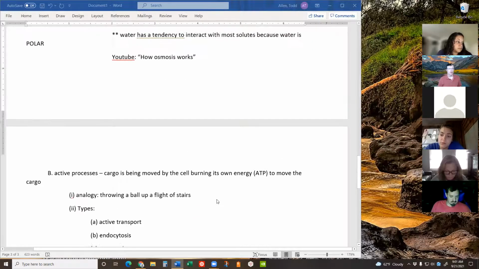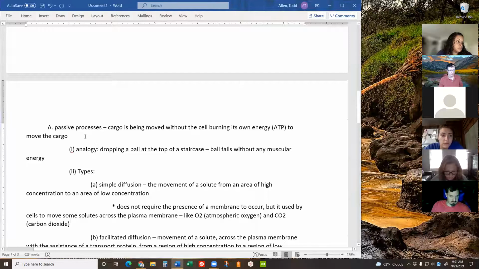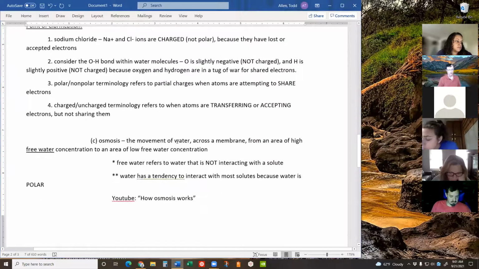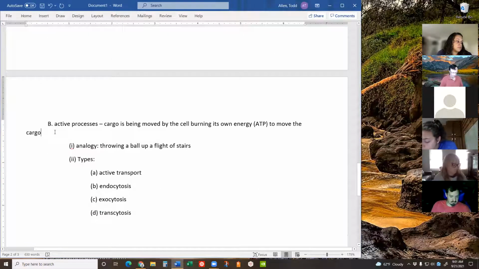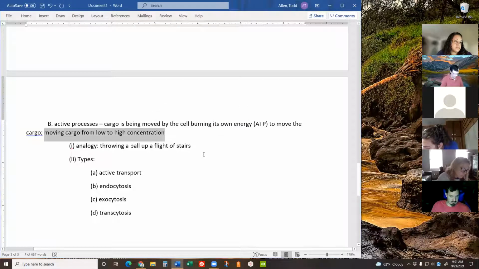So when we're talking about passive processes, we're typically moving cargo from high to low concentration. That's sort of a big deal here. When we talk about active processes, which is our talking point now, we are moving cargo typically from low to high concentration, okay? And that requires the expenditure of energy to do that.